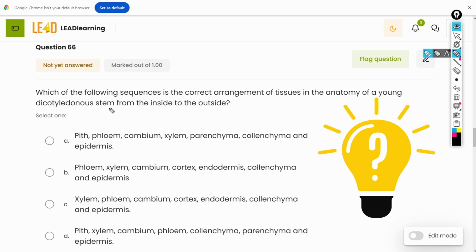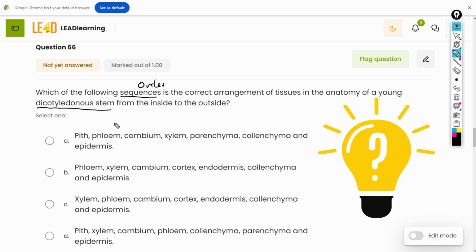Question 66. Which of the following sequences, that is the order, is the correct arrangement of tissues in the anatomy of a young dicot stem? To really be able to answer this question, you need to understand the anatomy of the transverse section of a dicot stem, and also of a monocot stem, so that you can differentiate, because the arrangement of the tissues for dicot stem and monocot stem are different.